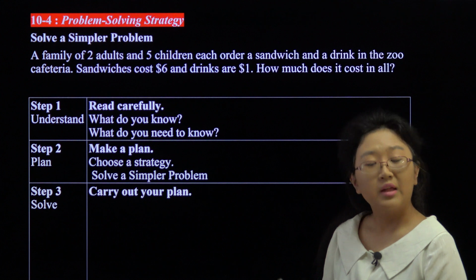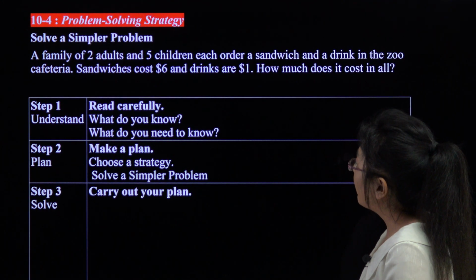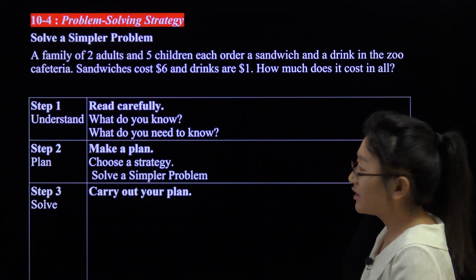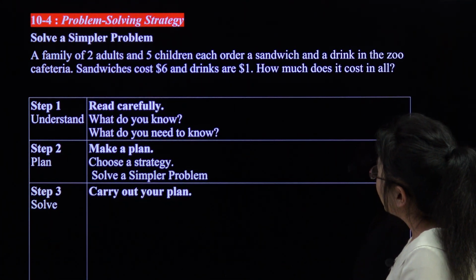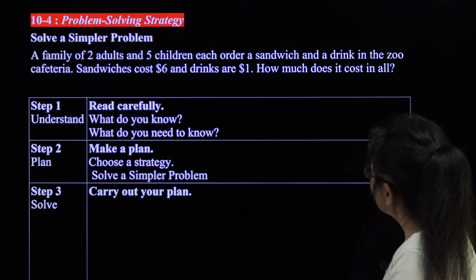Moving on, some problem solving. Solve a simpler problem. A family of 2 adults and 5 children. That's a lot of kids. Each order a sandwich and a drink in the zoo cafeteria. Sandwiches cost $6 and drinks are $1. How much does it cost in all?